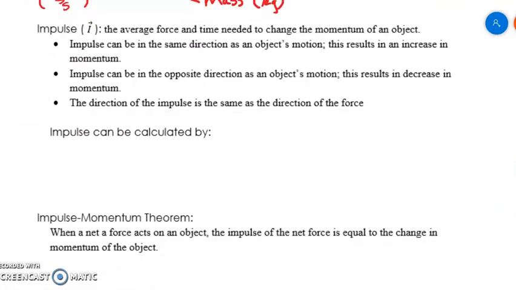Impulse, I, is the average force and time needed to change the momentum of an object. Okay, so that's a little bit difficult to grasp, I think, at first. But if we think about it as the change in momentum of an object, that works a little bit better. So however momentum is changing, that's the impulse of an object. If we're trying to stop something moving really fast, if you calculate the momentum of the object and what change it would take to bring it down to zero, that would also be the impulse of the object. Okay, but we can calculate it a couple different ways.